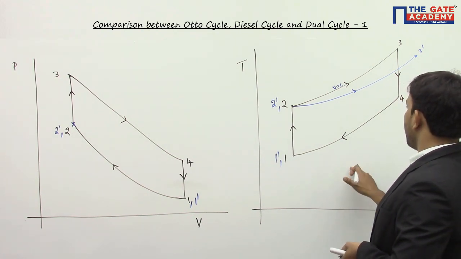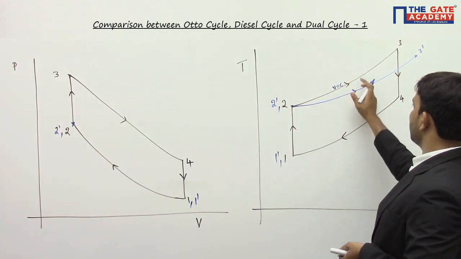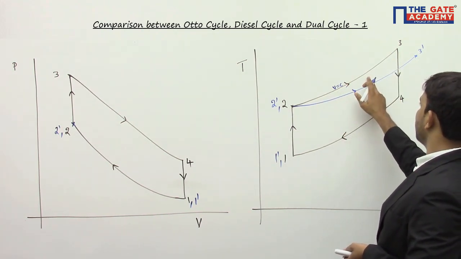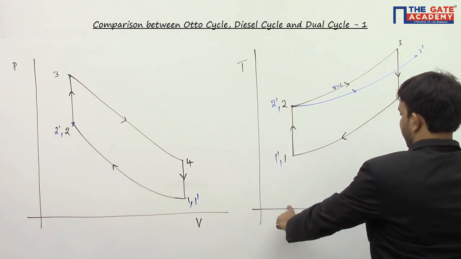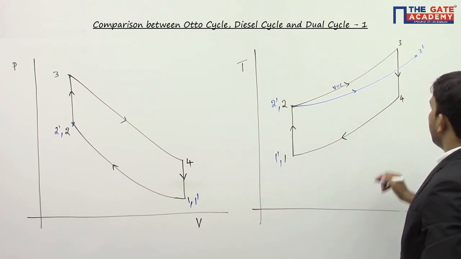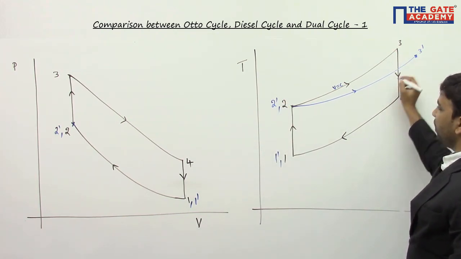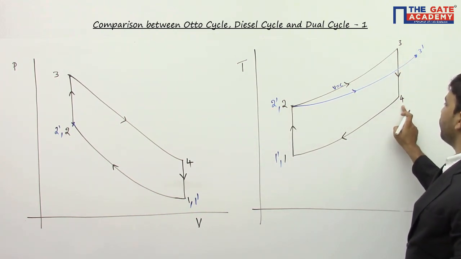If you want to have the same amount of heat supplied in case of diesel cycle, I am missing out this area. To compensate the area that I missed here, I am slightly extending here. If I find the area under the curve, this blue color line, that must be exactly the same as the area under the curve 2, 3. So I get 3 dash here. Now you can see this 2 dash, 3 dash line is going to intersect the 3, 4 line.